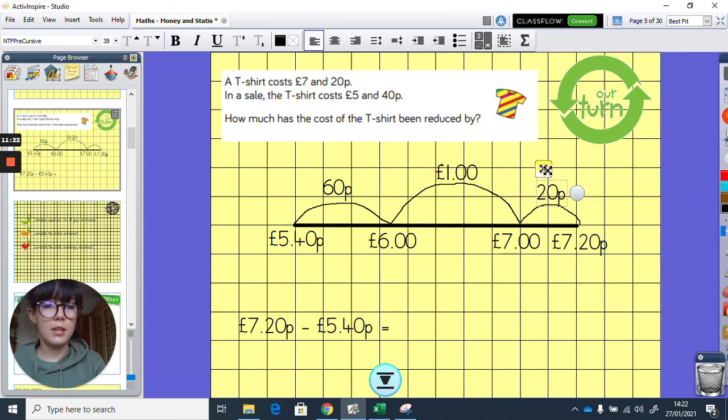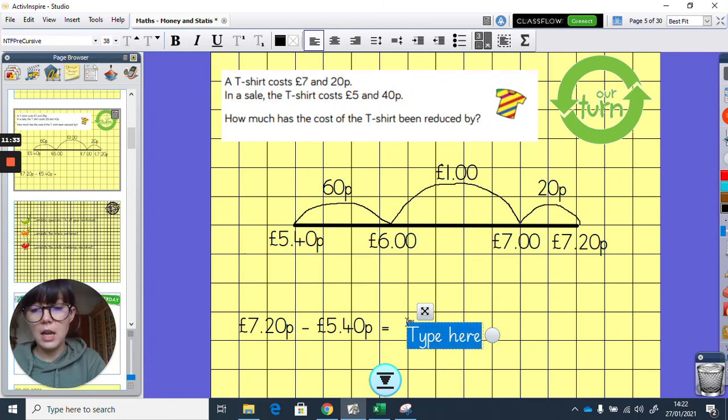So to work out the answer, you need to add up all of the jumps to find the difference. £1 add 60p is £1.60. Add 20p is £1.80. Well done if you got that answer right. That was quite tricky.